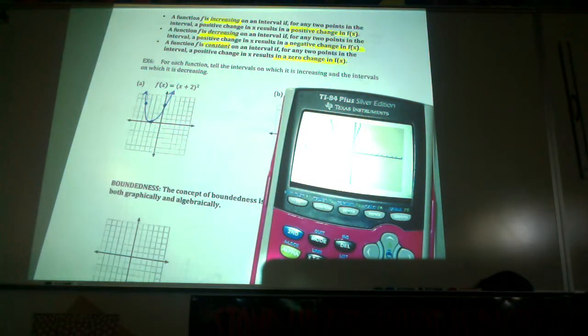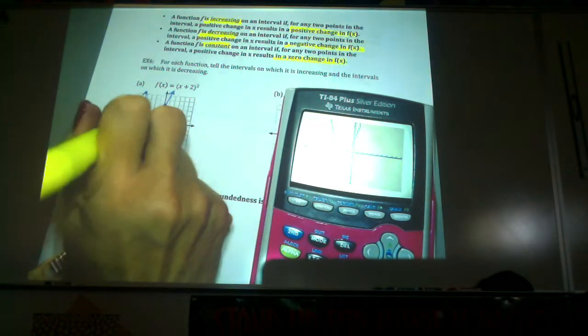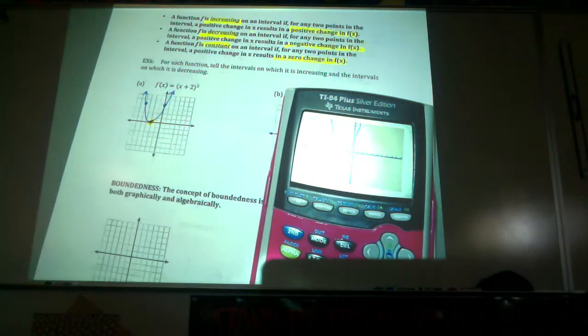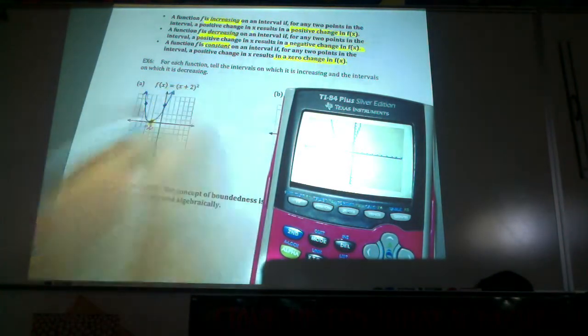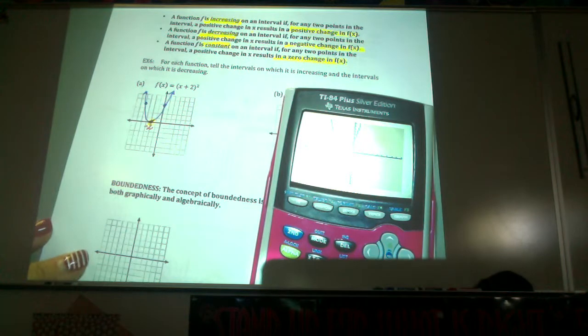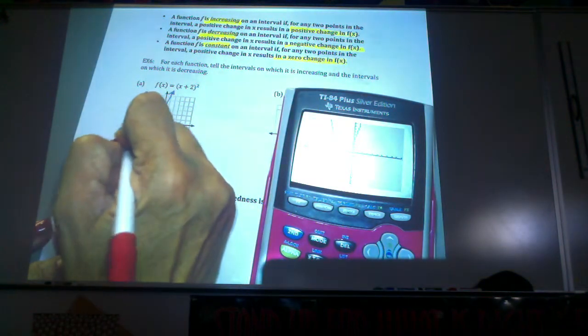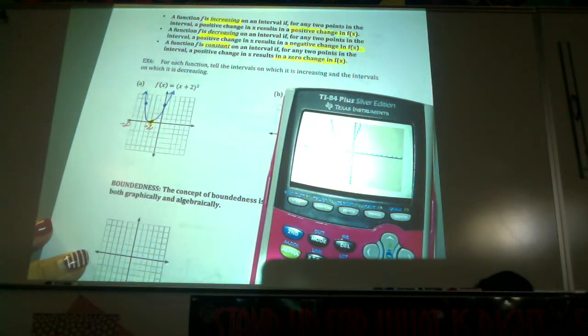Anytime we have a relative minimum or a relative maximum on a graph, that is your turning point. Something's happening to increasing, decreasing, or a constant. And that turning point is going to be part of your interval. So since that point is -2, the leftmost point is negative infinity. So from negative infinity to -2, what's happening to the graph? Is it increasing, decreasing, or constant?